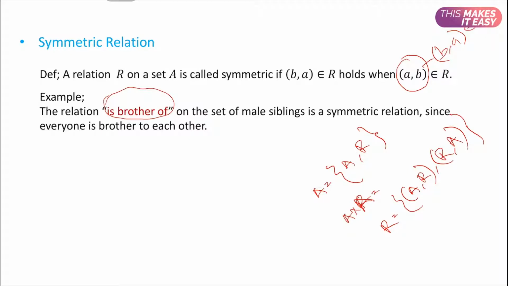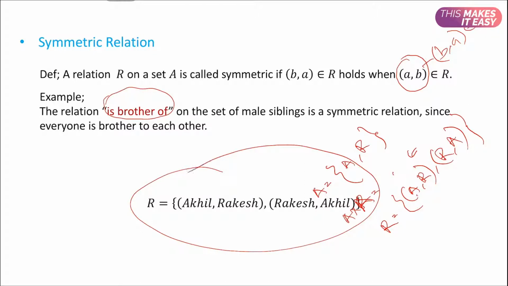So in this relation, when the pair (A, R) is an element of the relation, (R, A) is also an element of the relation. That is what we mean by a symmetric relation. So here we can see that this is a symmetric relation.